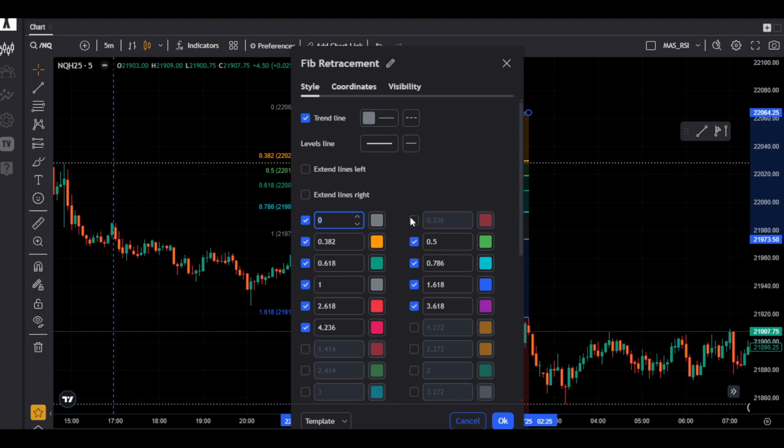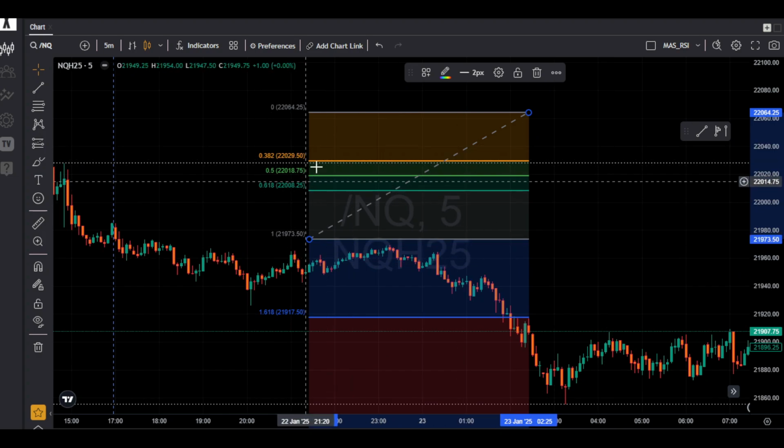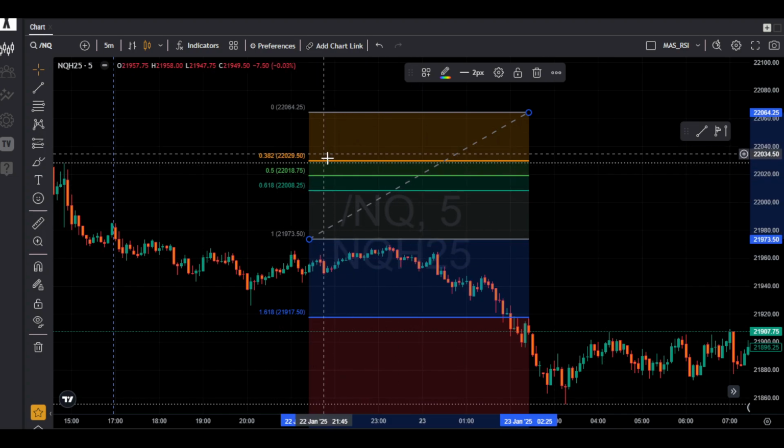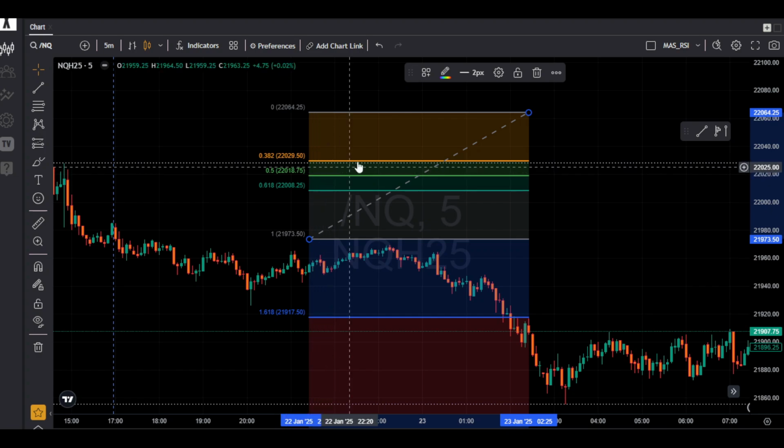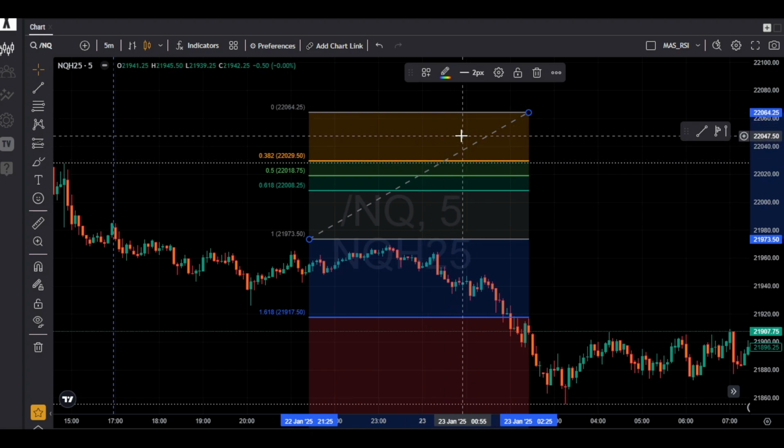Normally, we don't focus on these numbers, 0.786 or 0.236. Our main focus is on 0.5, 0.618, where price will retrace, and we'll look for proper setups. Sometimes when you see good momentum, you will see a pullback only to 0.382, and from there price moves up again. So it really depends on your trading strategy.